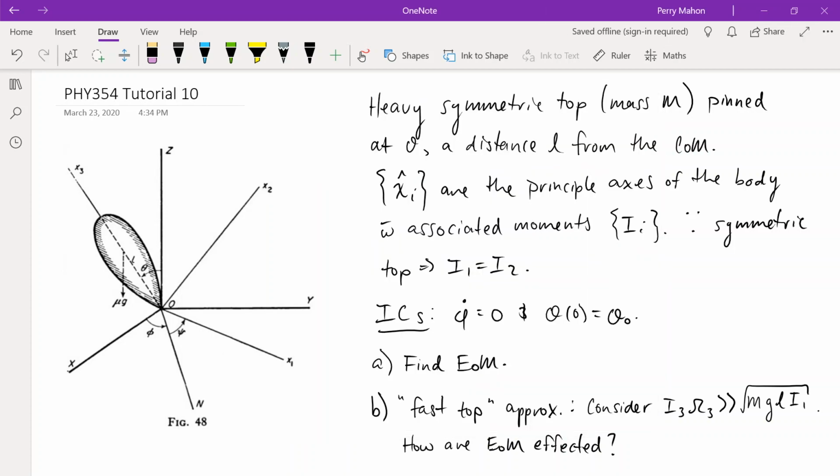Hi everyone, and welcome to the final tutorial for Physics 354. Today we're going to be considering the problem of a heavy symmetric top.